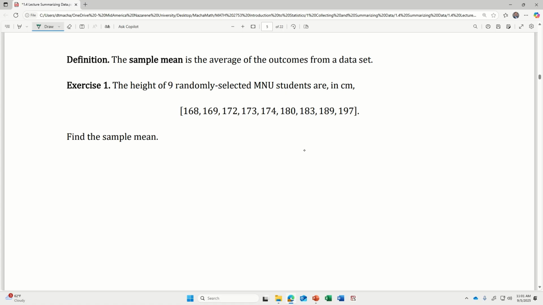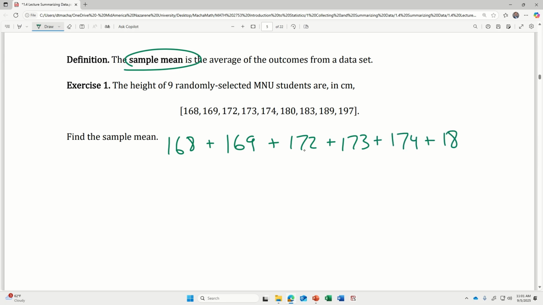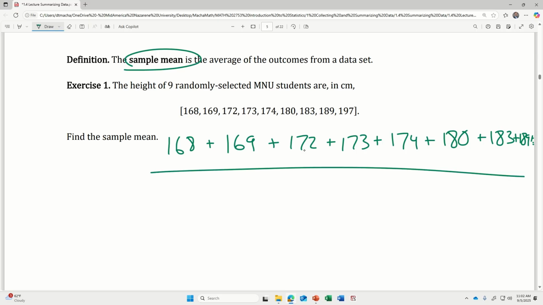So let's talk about the sample mean now. The sample mean is the average. And so if I wanted to find the sample mean of this data set, where again I'm talking about the height of students in centimeters, then I would just have to add up all of these numbers. And I ran out of room, but you get the idea. Add them all up and then divide by how many students we have. That's how we find the sample mean. And we use x with a bar on top, x bar, to represent the sample mean. And this is how you calculate it.